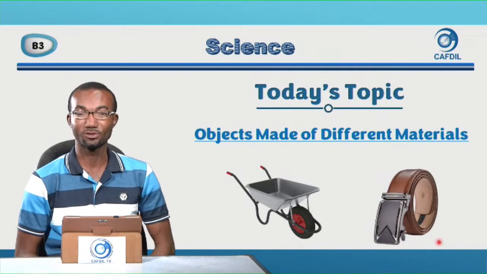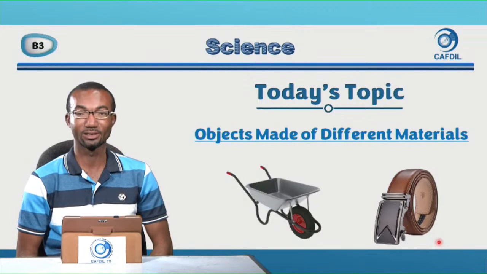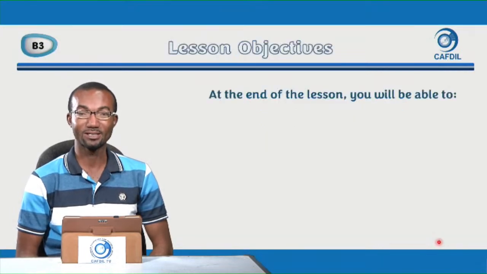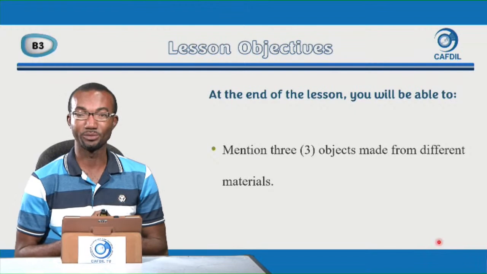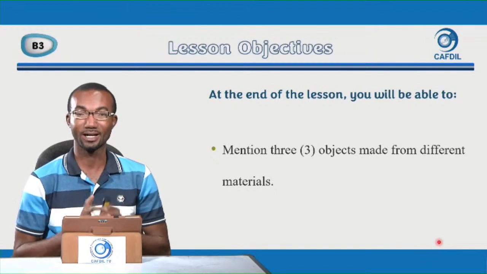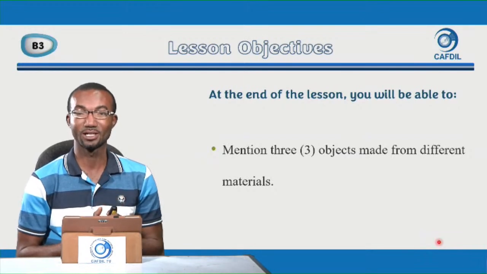Now let's move to today's topic on objects made of different materials. We begin by looking at our lesson objectives. At the end of the lesson, you will be able to mention 3 objects made from different materials. So if you pay attention and we all go through the lesson, at the end of the lesson you'll be able to mention 3 objects made from different materials.